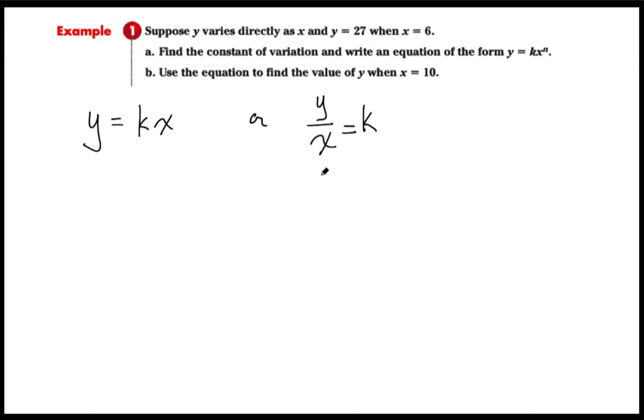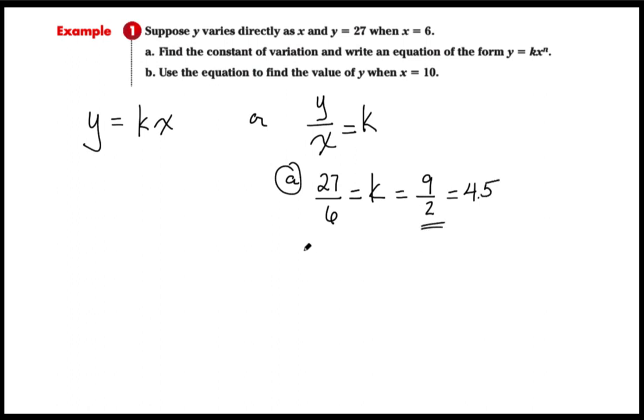So we could have 27 is to 6 is equal to k. It says find the constant of variation and write an equation in this particular form. So we want to find out what that constant of variation is in part A, and we would do that by simplifying this expression. 27 over 6 can be reduced to 9 over 2, 9 halves, and so the constant of variation is 9 halves, or 4.5. I think I prefer the fraction, actually.